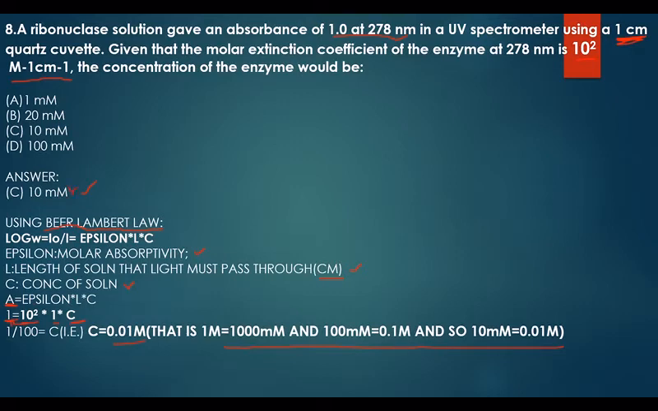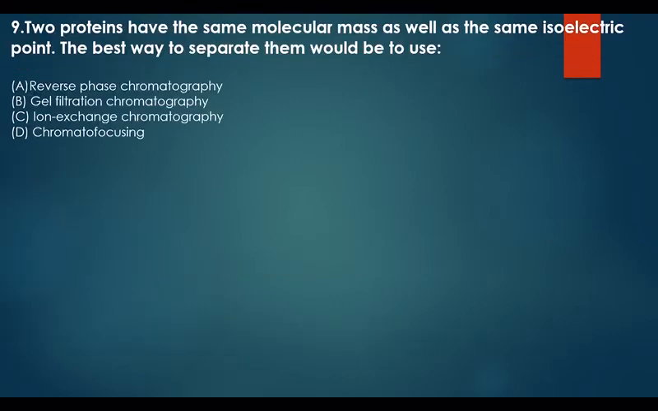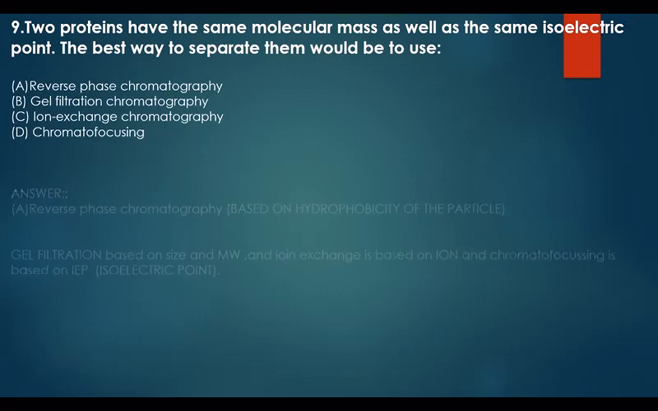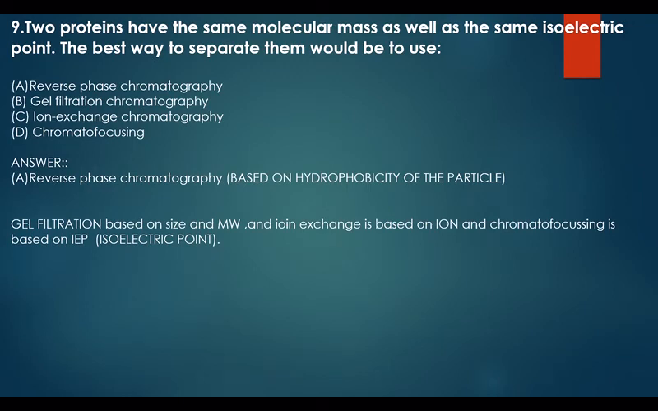Next question. Two proteins have the same molecular mass as well as the same isoelectric point. The best way to separate them would be to use. Answer is reverse phase chromatography. So based on the hydrophobicity of the particle, reverse phase chromatography is done. Here the stationary phase is an alkyl chain. So hydrophobic particles will be grabbed by that. Hydrophilic particles will move through the column and come out of the column. So the point here is it does not depend on the molecular mass or isoelectric point. It depends on the hydrophobicity of the particle.